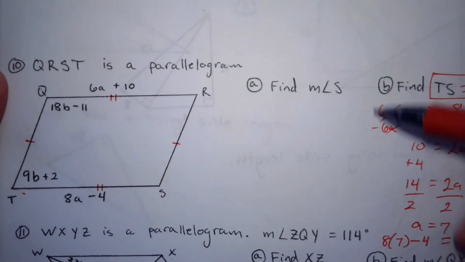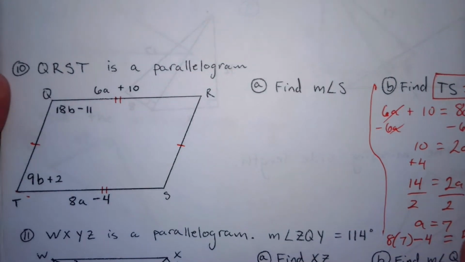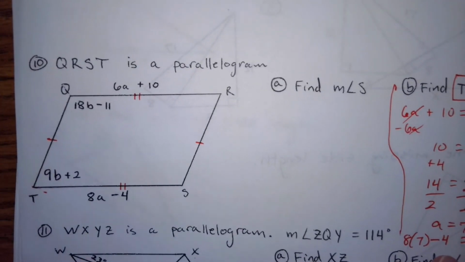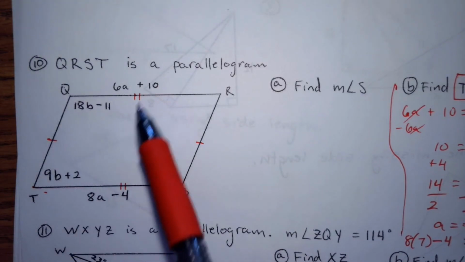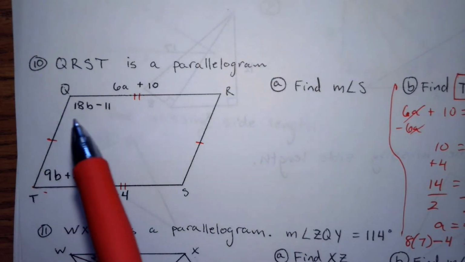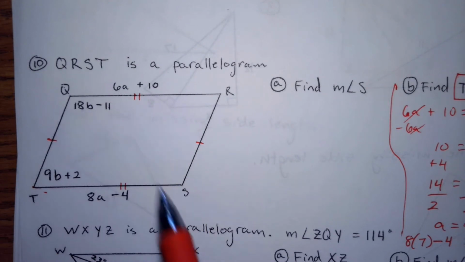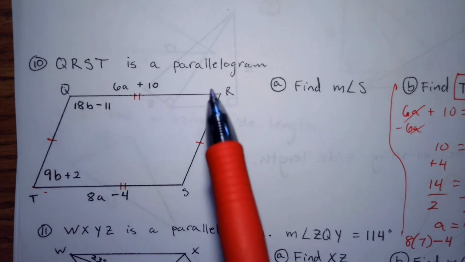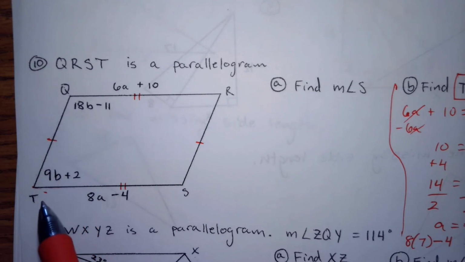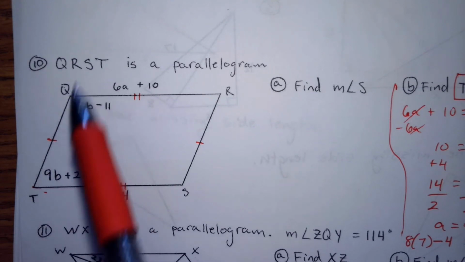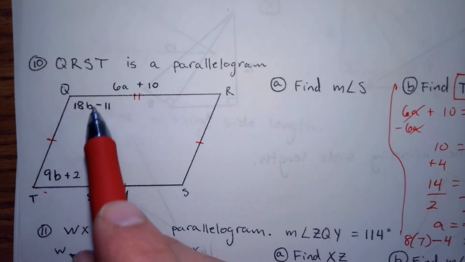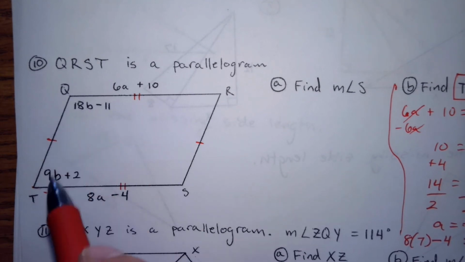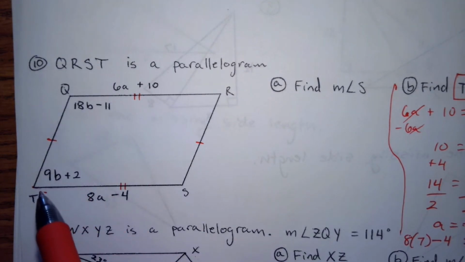The other part, it's not really tricky, but it's different from what was in the test review, although we did have a problem like this. So for parallelograms, we know opposite sides are congruent, but we also know that opposite angles are congruent. So Q is congruent to S, R is congruent to T, but these aren't opposite angles, Q and T. They are consecutive angles. It was one right after another. Consecutive angles for parallelograms add up to 180.